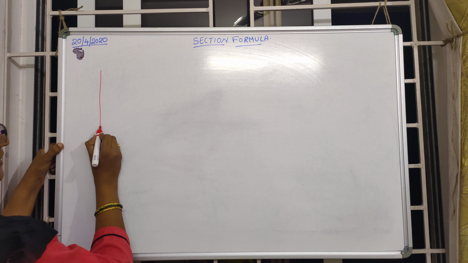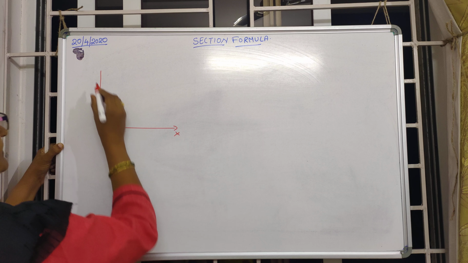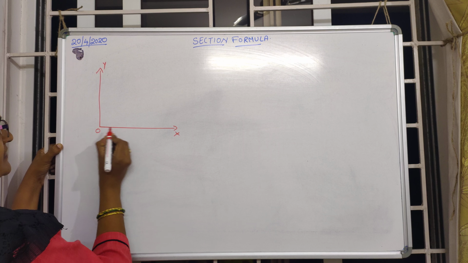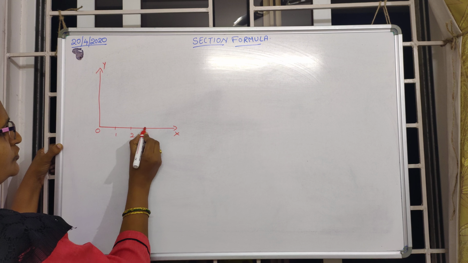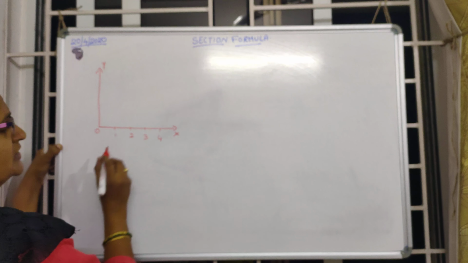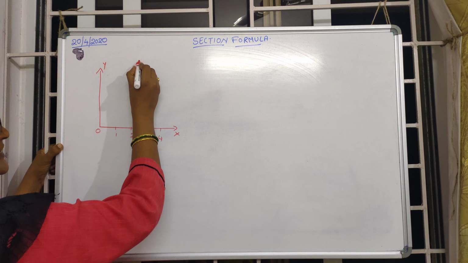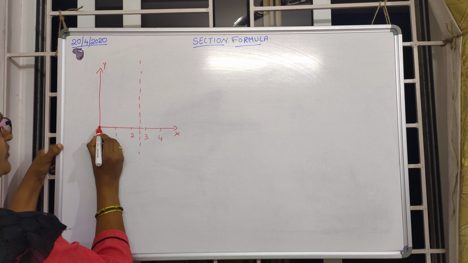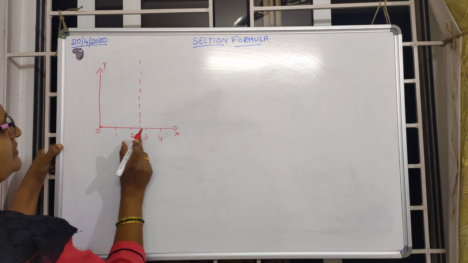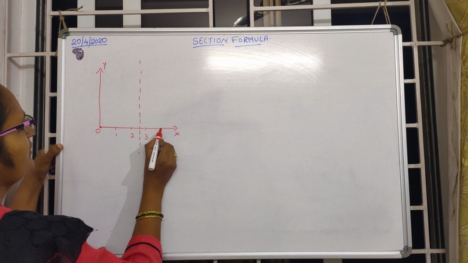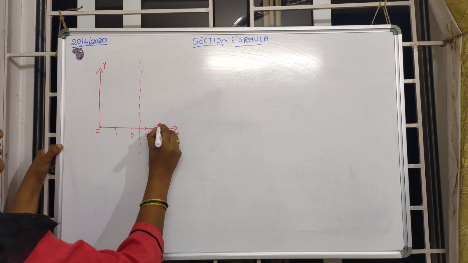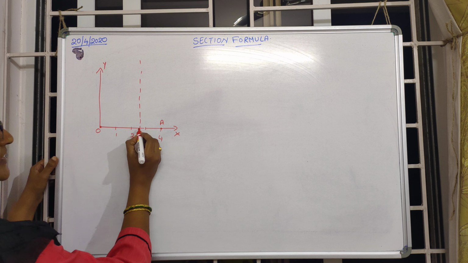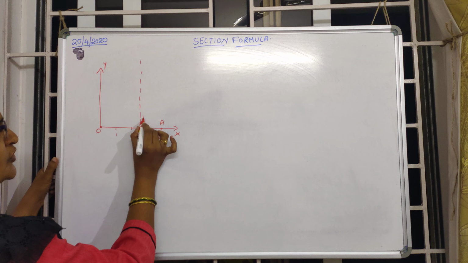Now let us see here. Suppose I am taking a coordinate axis, this is the x-axis and I assume this one as the y-axis. Now on this x-axis, this is 0, this is 1, this is 2, this is 3, this is 4. Now if I divide this x-axis line segment from 0 to 4 exactly in half, name the end points O and A. This line segment is divided at this point, and I name this point P.